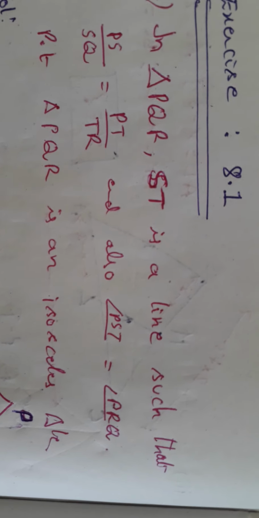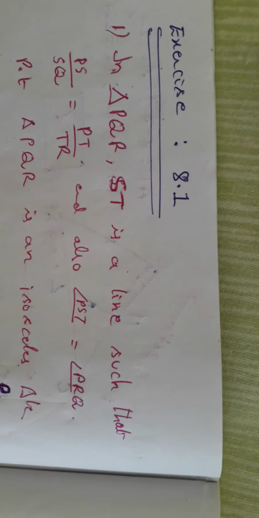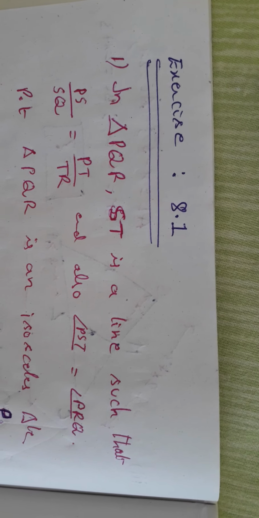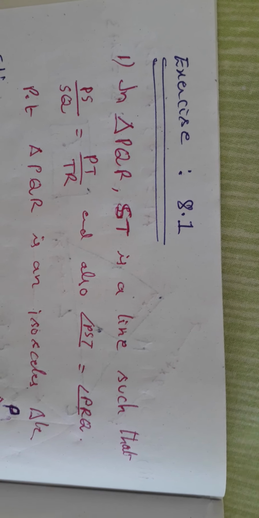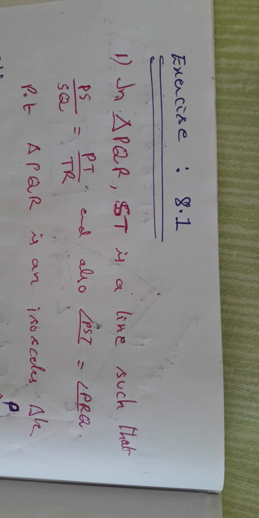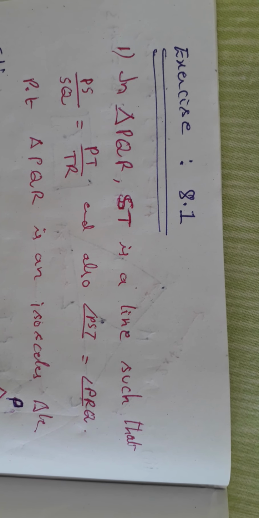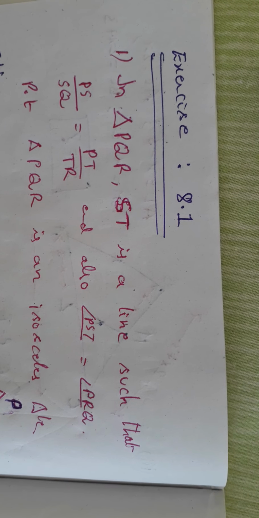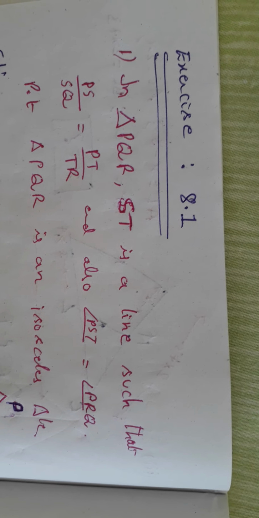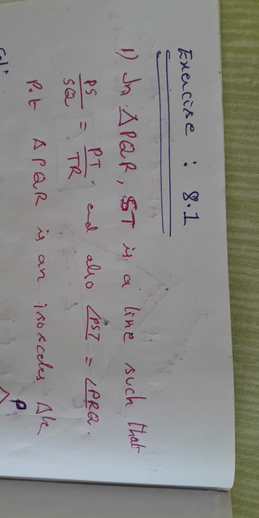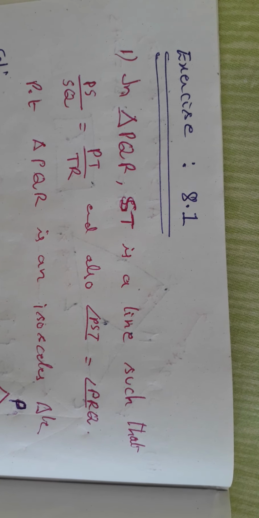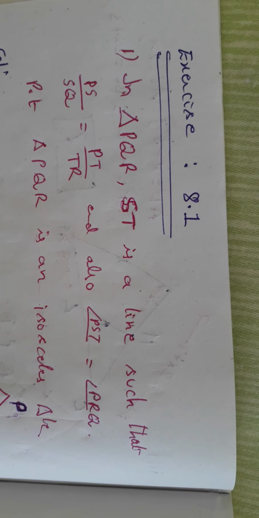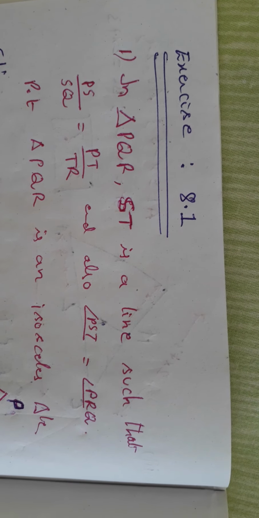So let's see the first problem here. Let's read it. Exercise 8.1, problem 1. In triangle PQR, ST is a line such that PS by SQ is equal to PT by TR. Also, angle PST is equal to angle PRQ. Prove that triangle PQR is an isosceles triangle. First, keep in your mind what is given.